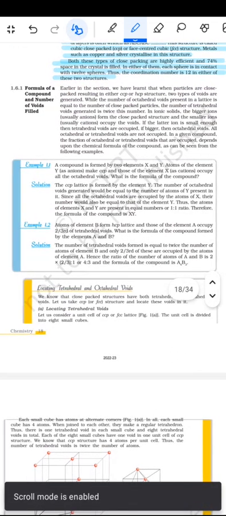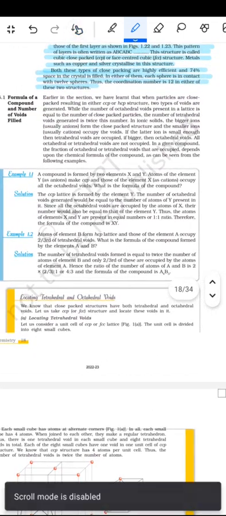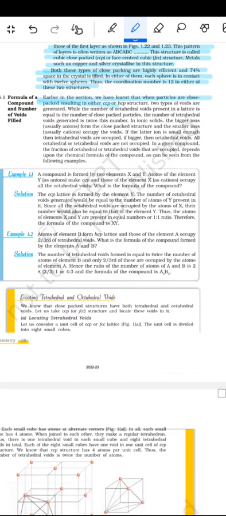Now comes the formula of a compound and the number of voids. So NCERT says that earlier in this section we have learned that when particles are close packed resulting in either a CCP or HCP structure, two types of voids are generated. While the number of octahedral voids present in the lattice is equal to the number of close packed particles, the number of tetrahedral voids generated is twice this number. Tetrahedral voids become double.